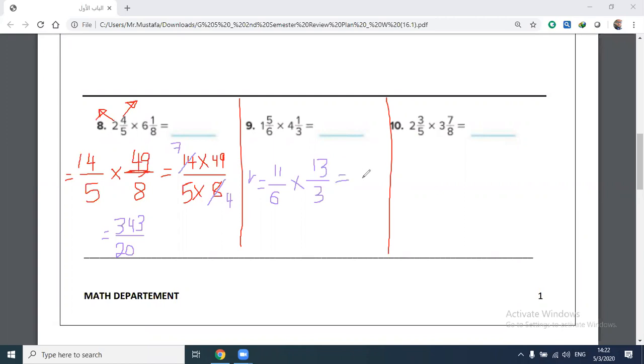So for the answer here, I think there is no common factor between the numerators and the denominators. So I will multiply 6 times 3, 18.